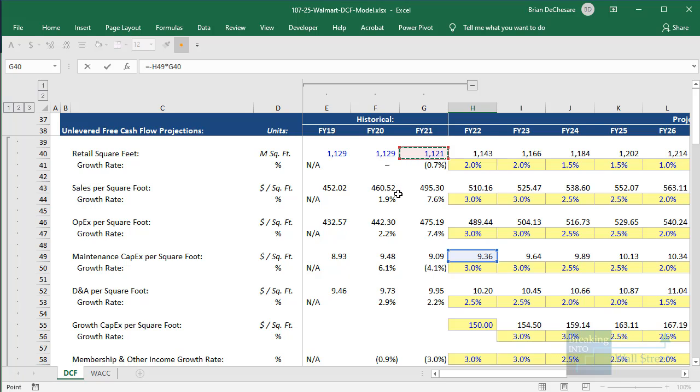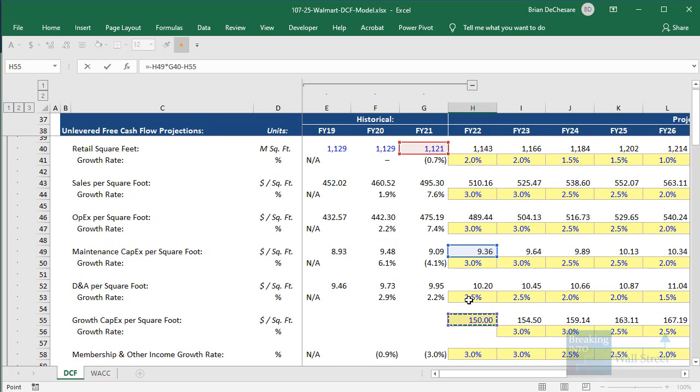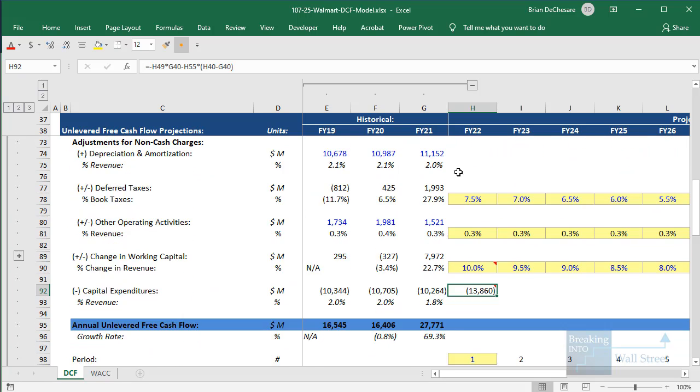And then the other thing is that we need to take the growth capex as well. So we're saying 150 per new square foot here. And we can take this and multiply by the retail square feet in this period minus the retail square feet from the previous period, and that gives us a sense of the growth CapEx spending.